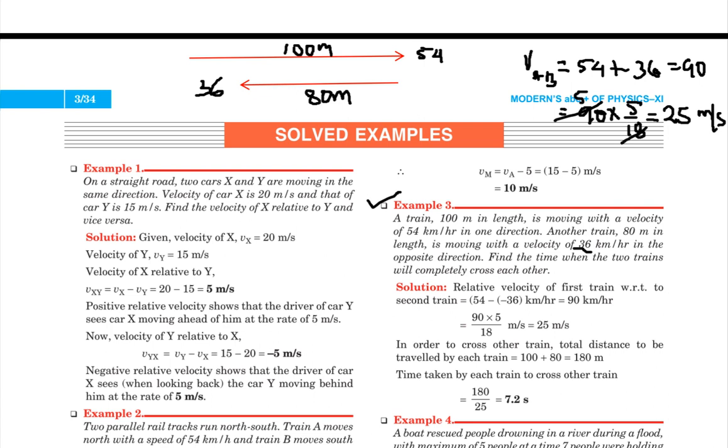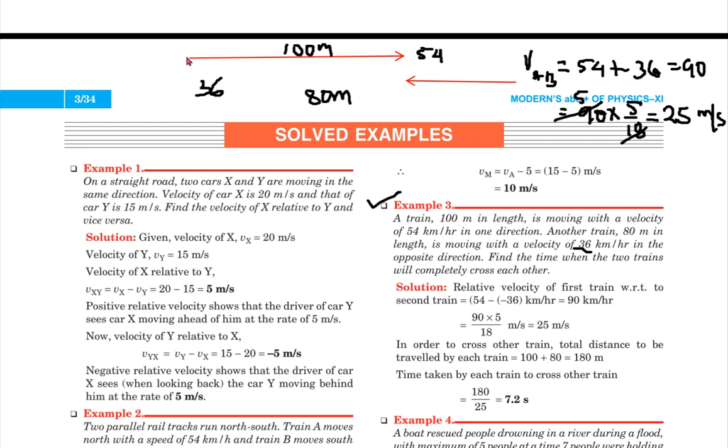Let me draw a diagram. This is train B, 80 meter. So 80 plus 180 gives the total length of the rail car, 180.